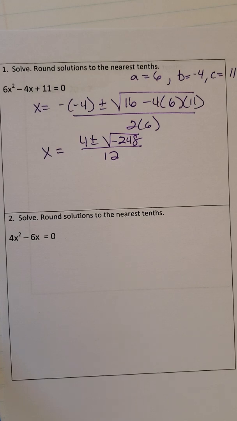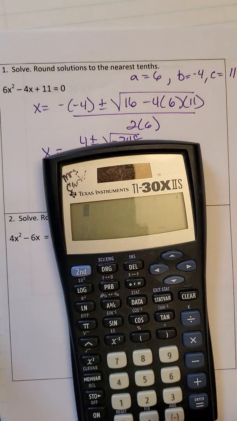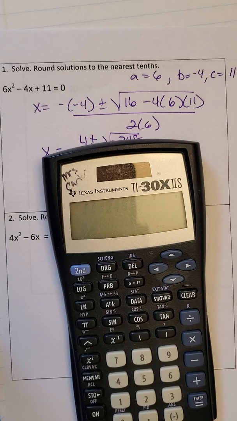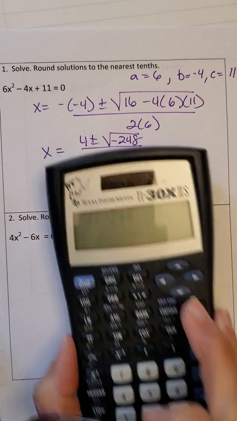Our discriminant is -248. What kind of roots and solutions do I have if it's negative? Well, I don't have any, right? A discriminant that's negative gives me 0 real roots. So some people continue to solve and try to put it in the calculator. Watch what happens when I put the square root of -248 in my calculator. It says you have a domain error. It's because it doesn't exist, right? That's what it's trying to tell you.